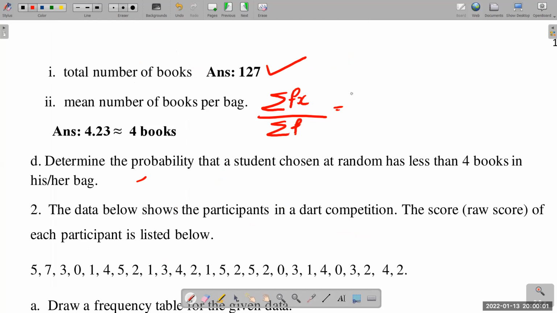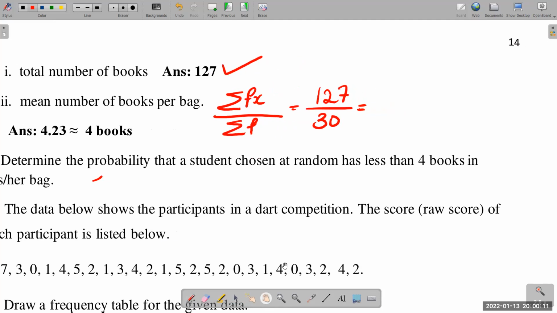What was the sum of fx? That was 127. What is the sum of f? That's the total number of people. That's 30. So somebody divide it, tell me what you get. Make sure you calculate it yourself. You use your own calculator and you find the answer and let me know what you get.